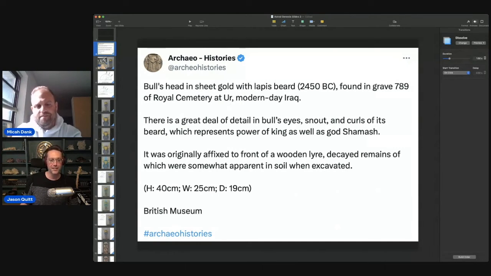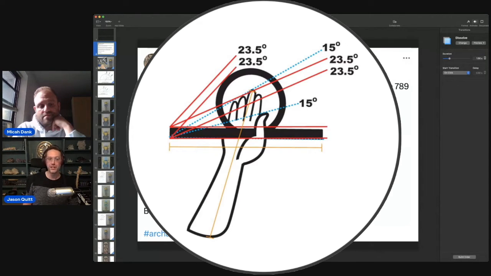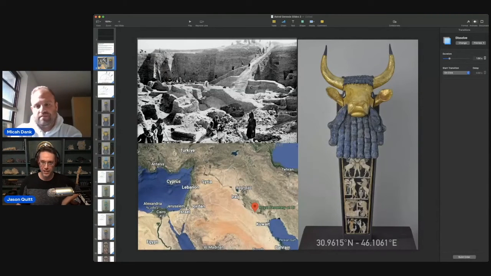It says this artifact has great detail in the bull's eye, and it represents the power of the king as well as the god Shemesh. And we know Shemesh is a solar deity. So here's the artifact. And you can see it's this golden bull's head with a beard. And this is where it comes from, the Royal Cemetery of Ur. And it's right here in Iraq.